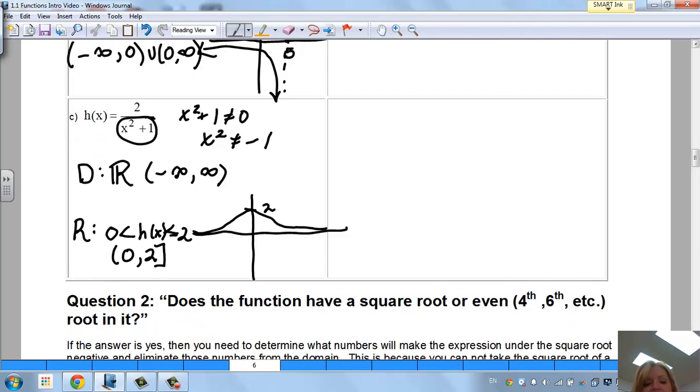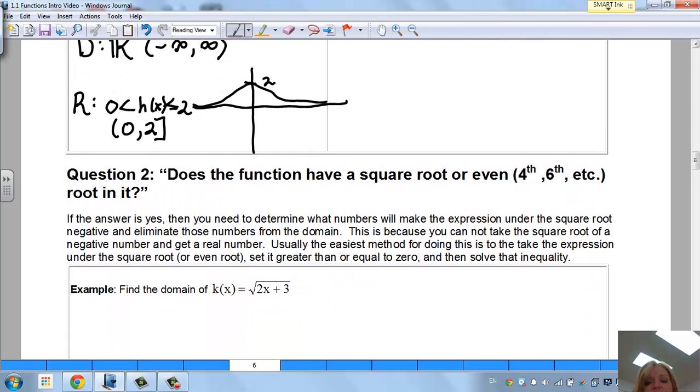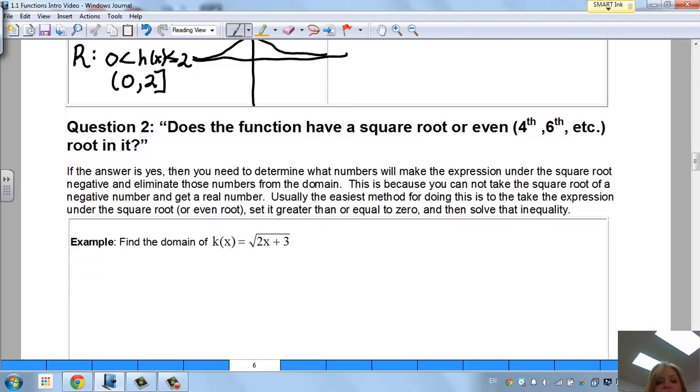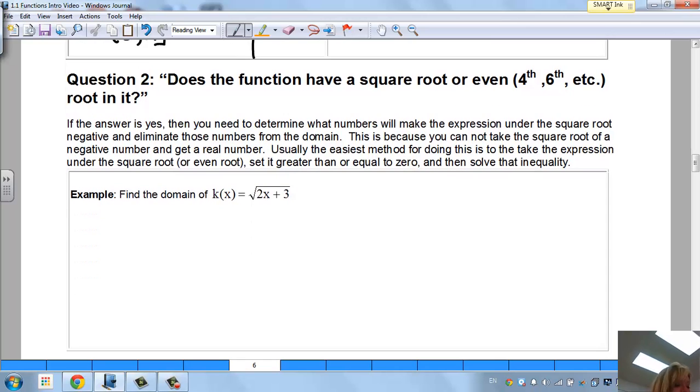Alright? Now, let's look at question 2. Does it have a square root, or a fourth, or a sixth? If the answer is yes, I'm worried. Okay? So what you're going to do is take what's underneath the radical, and you know it can't be negative. So I'm going to write it like this: 2x plus 3, let me erase this little line here, has to be greater than or equal to 0.